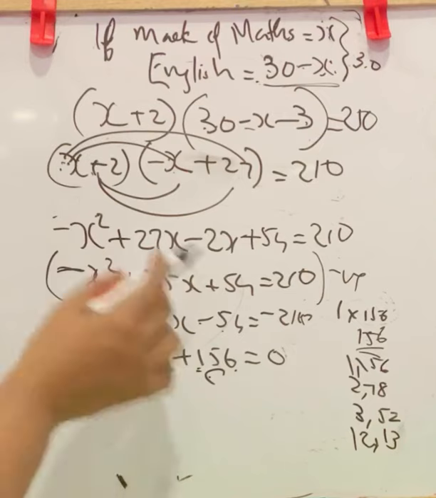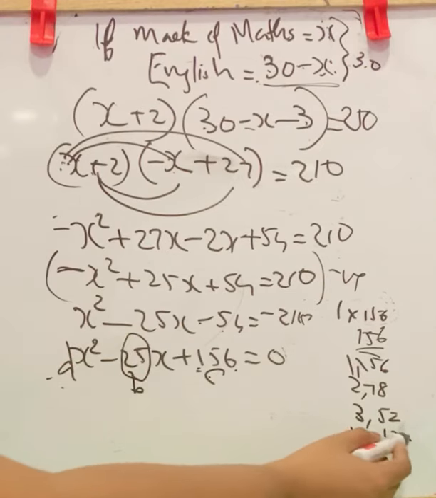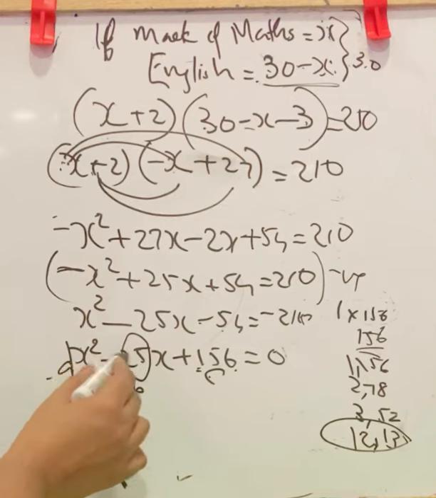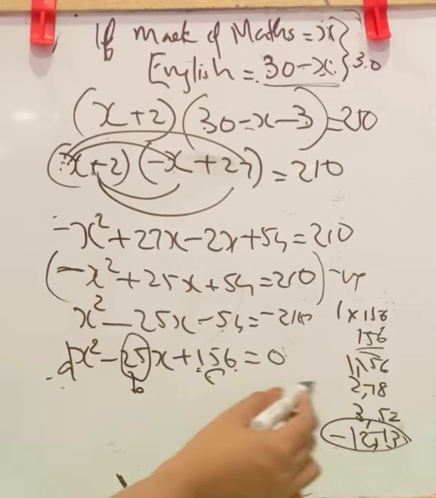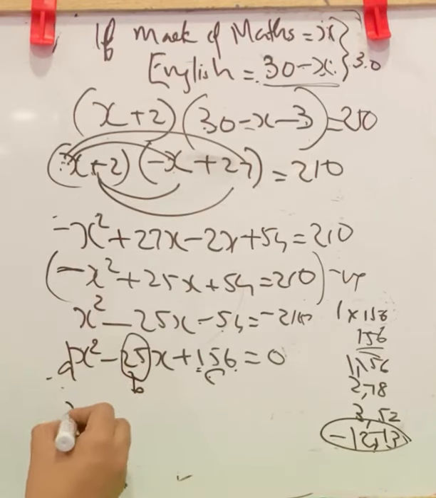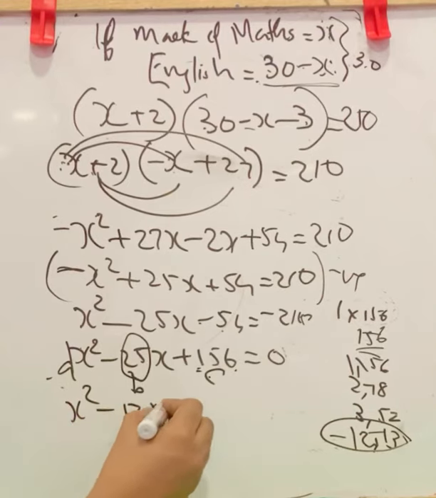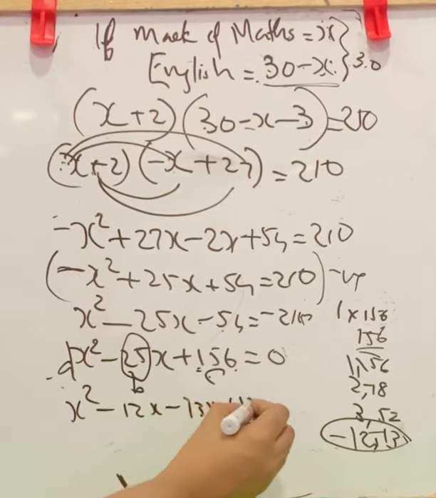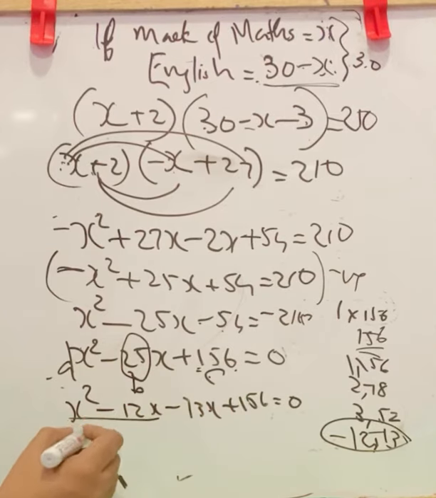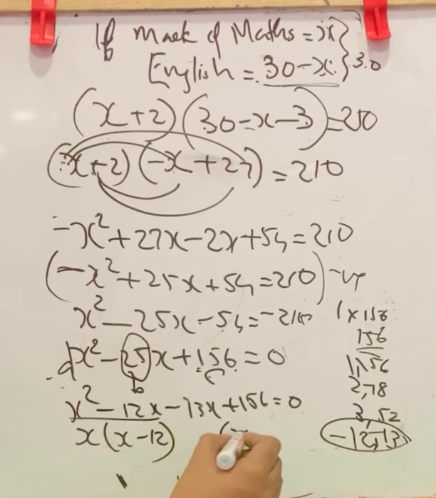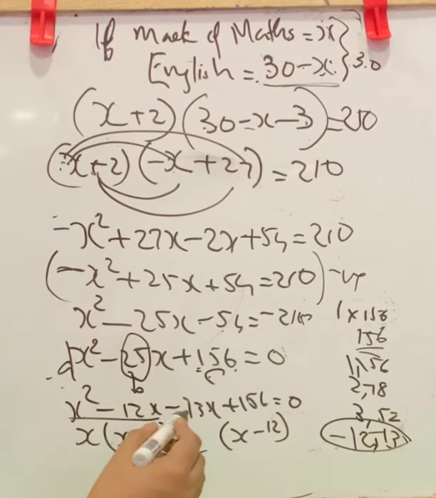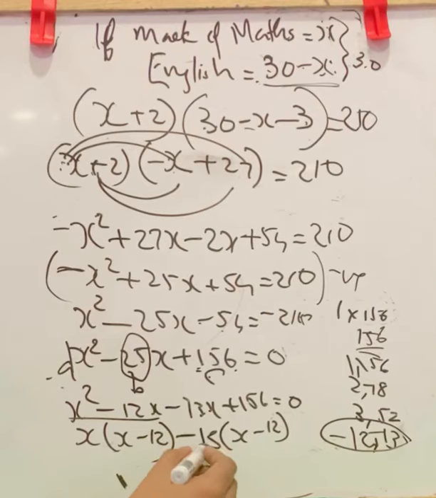In the ax square plus bx plus c form, 25 is what you want to choose. 12 and 13 add to 25, so minus 12 minus 13 you will get minus 25x. So this we can rewrite as x square minus 12x minus 13x plus 156 equal to 0. From these two terms we will take x common. Left will be x minus 12. Right here x minus 12. Now what into x is minus 13x? Minus 13. You can check it with the last term: minus 13 into minus 12 is plus 156.